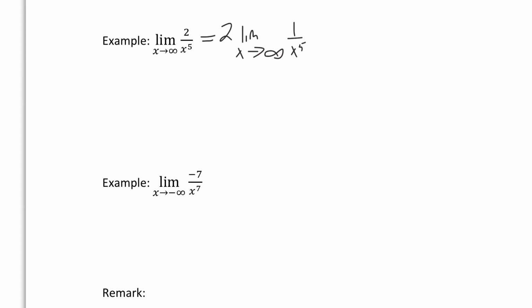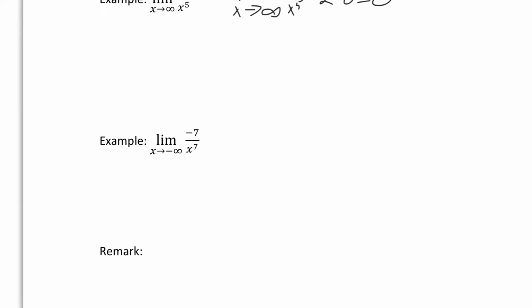Or if x becomes 100 or 1,000, you're going to have 1,000 raised to the power of 5. And then you're going to do 1 over that number. That's going to be very, very small. And so this quantity is going to approach 0. So 2 times 0, which of course gives you 0. And so if you were to graph 2 over x to the 5, you would find that as x approaches infinity, as you move far to the right on the graph, you're just going to approach 0.